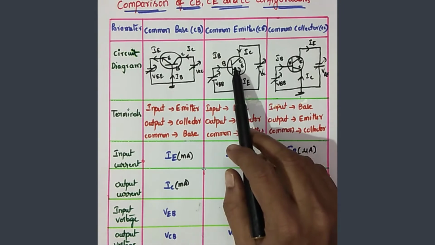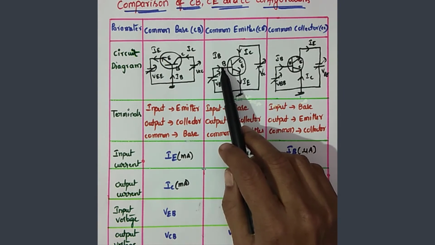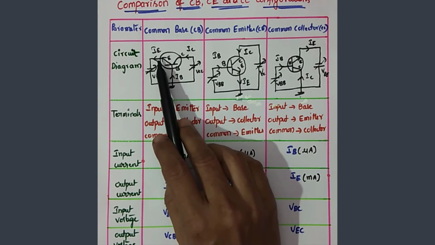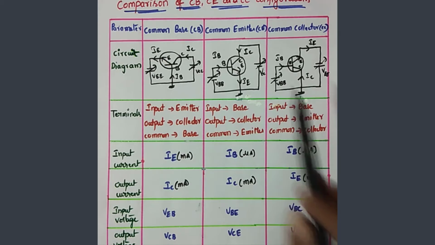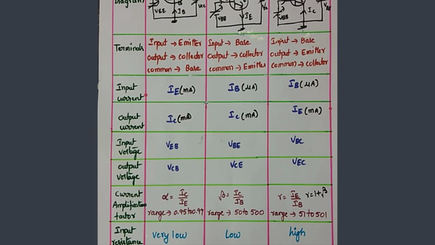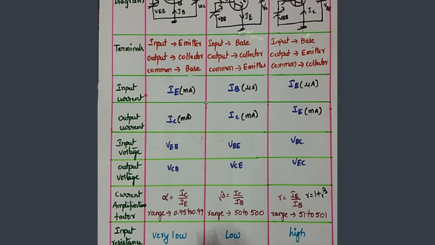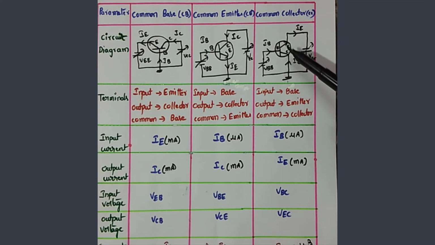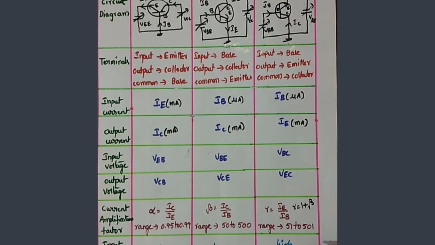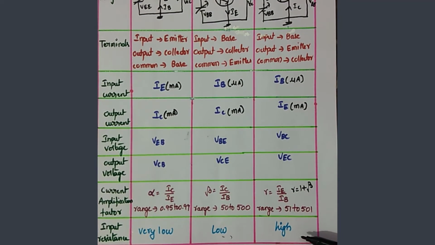And next, if you go for common emitter, here the base is input terminal. So compared to the emitter, it is having less doping. So that is the reason input resistance is somewhat high, a little bit higher than common base. Therefore the input resistance is low. Here it is very low and here it is low. And now if you see the common collector configuration, the input terminals are base and collector. You know the collector base junction is always reverse biased. So that is the reason the input resistance is very high.